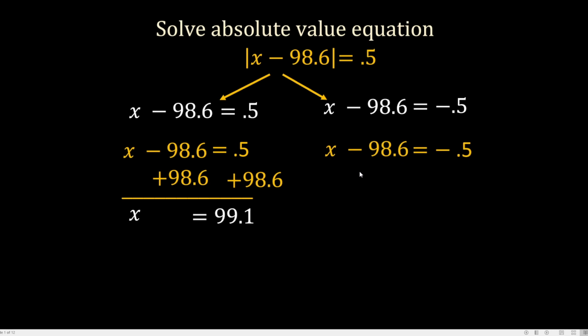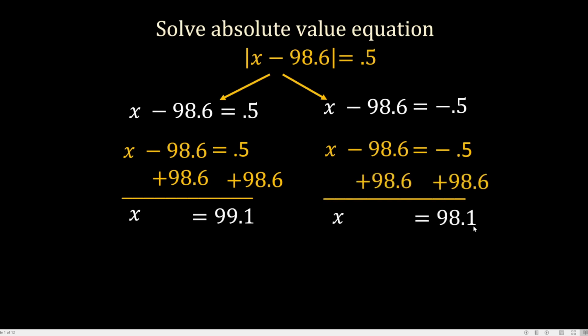For the second equation, let's eliminate 98.6 from the left side. For that, let's add 98.6 to both sides of the equation. That will make it x equal to 98.1. So we got two solutions. One is 99.1 and another one is 98.1.